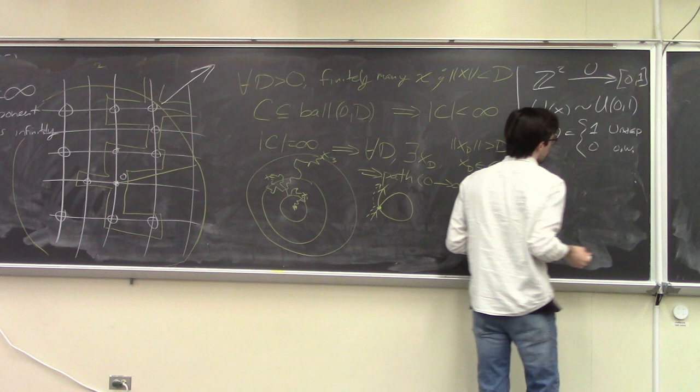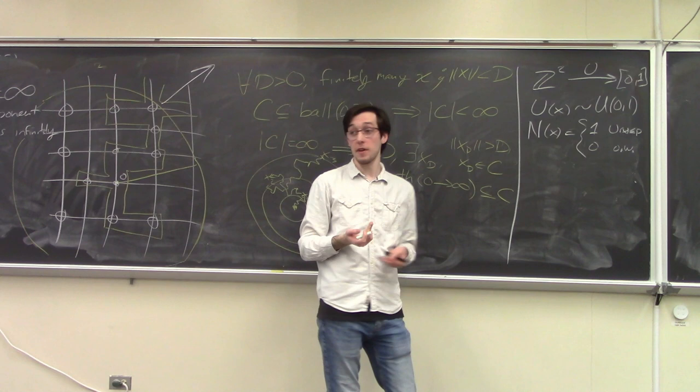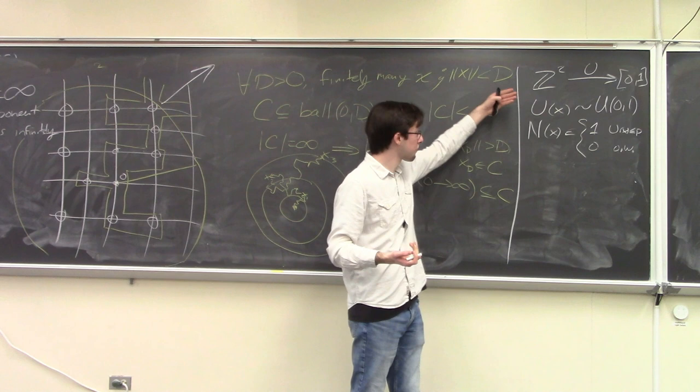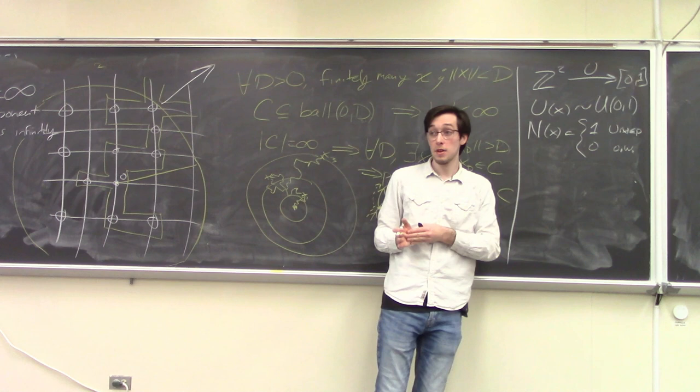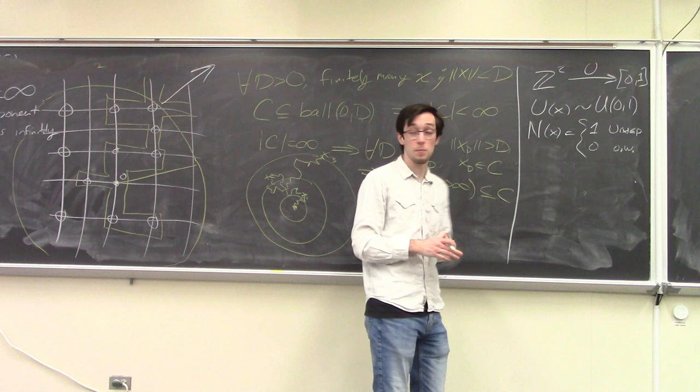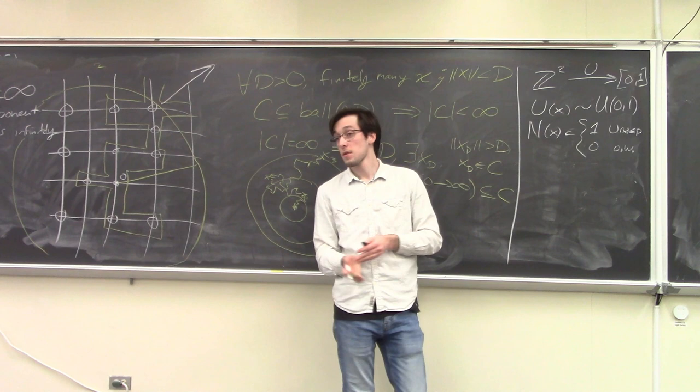Okay. So if you wanted to generate this process on a computer, this is exactly how you would do it. You would take U, a uniform random matrix, and then you would threshold it. So this is all straightforward, but this is also the key to proving that this function is non-decreasing.